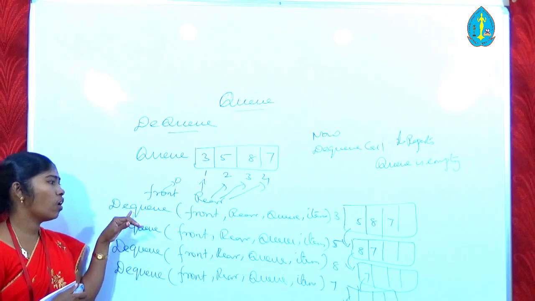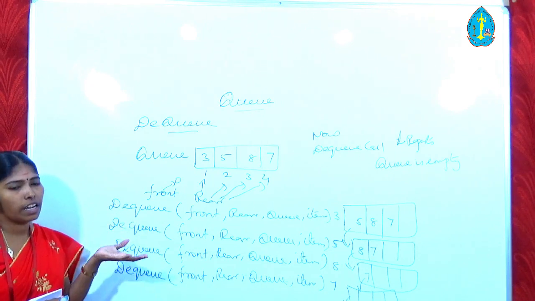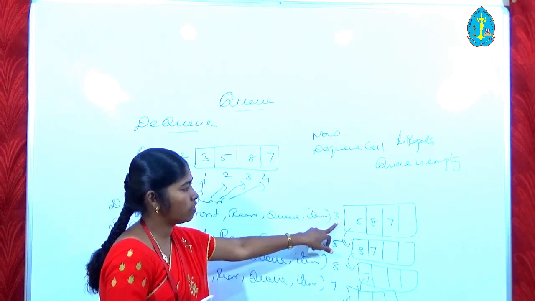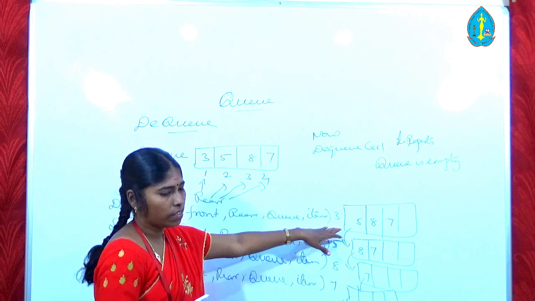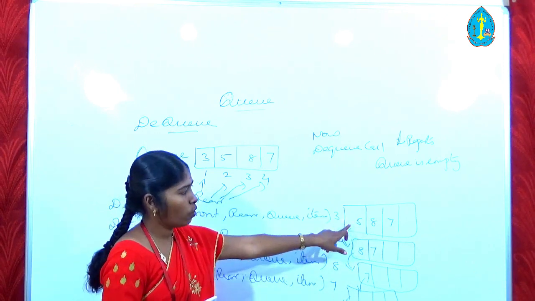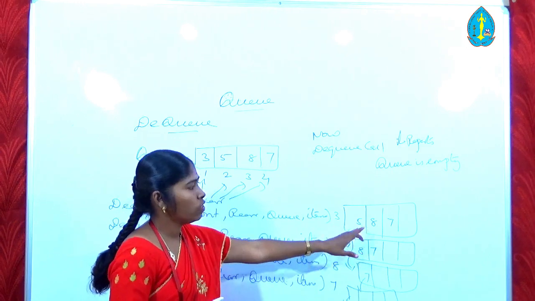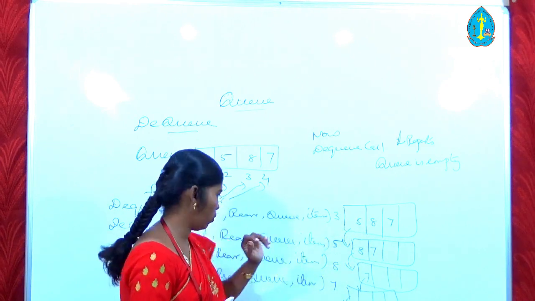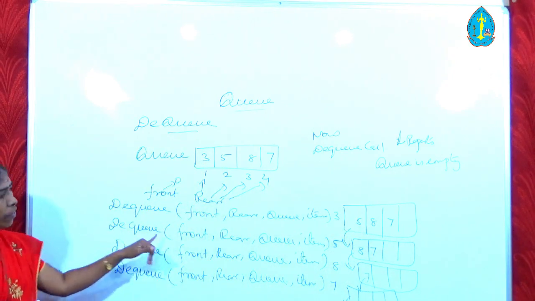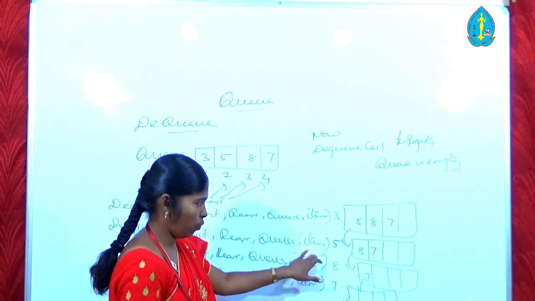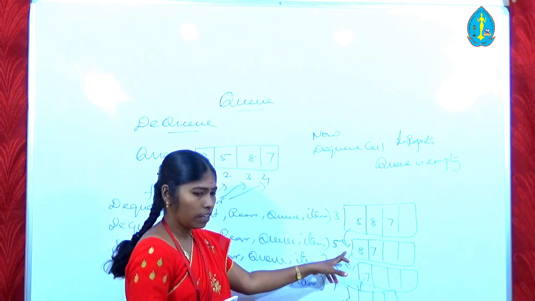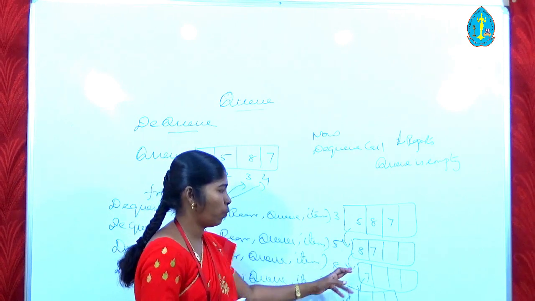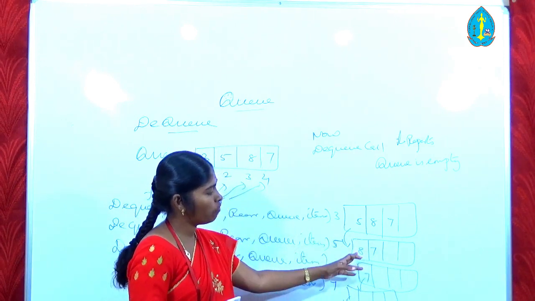So first we call DQ. DQ means deleting an item from the queue. We pass the front and rear pointers and the queue, and the first item is 3. So 3 is deleted from the queue, and the remaining elements are shifted by 1. In the second DQ operation, the front, rear and queue are passed, and 5, the first inserted item, is deleted. The remaining elements are shifted to the first place.